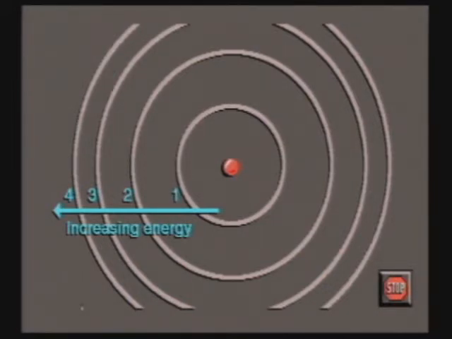Electrons at these different levels possess different amounts of energy. Electrons in orbit around an atom can possess only discrete amounts of energy, not a continuous range of energies. Generally, the farther away the electron is from the nucleus, the higher its energy level. The levels are numbered starting with 1 at the lowest energy level.